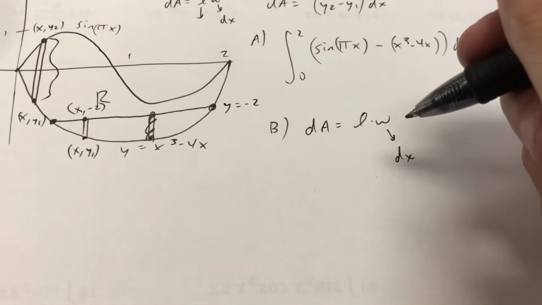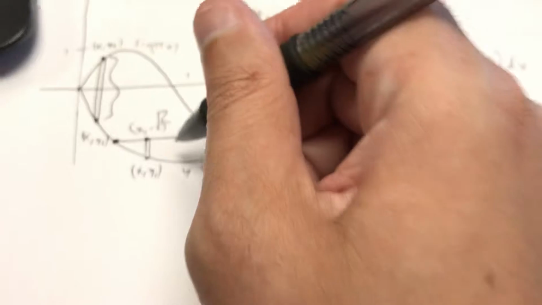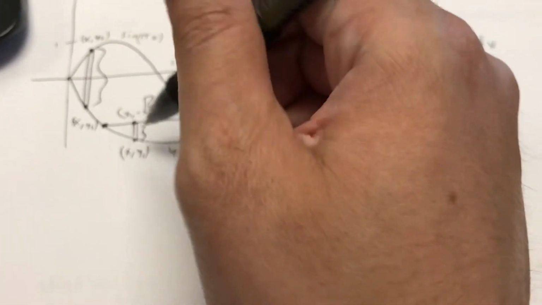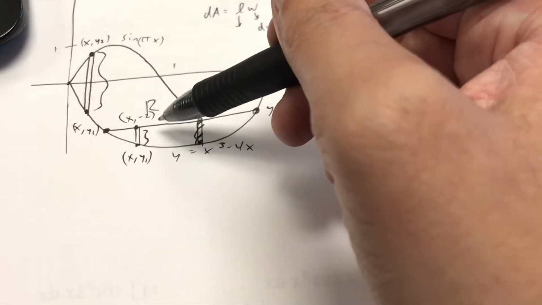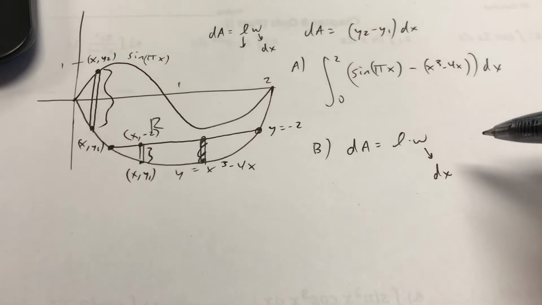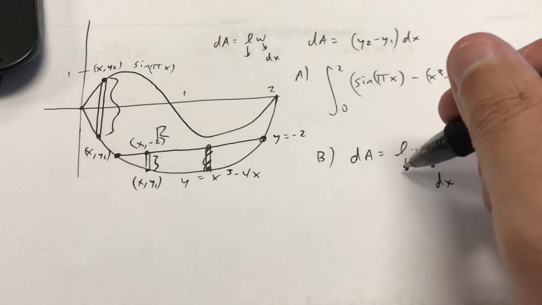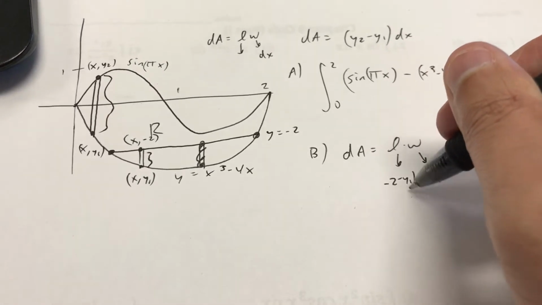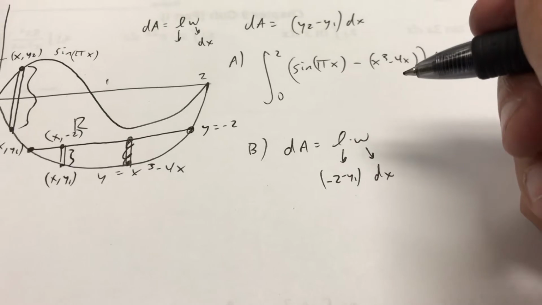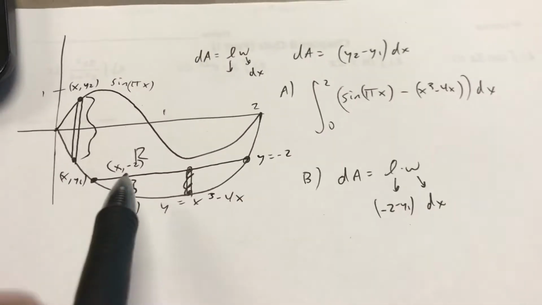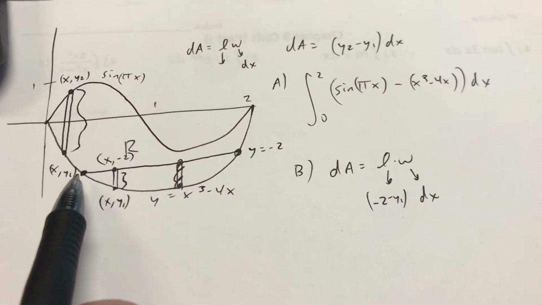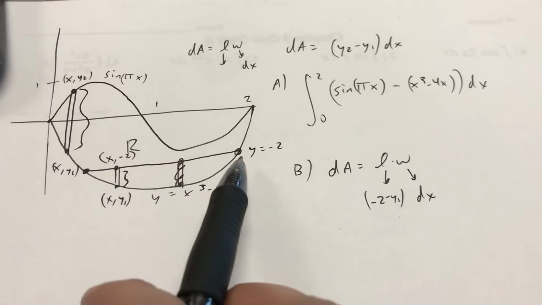I'm kind of surprised they gave us one that sets up almost the same way. Notice the length here. It's the upper y of negative 2 minus the lower y of y1. So negative 2 minus y1, and that's going to be our equation. We're going to take the integral of this starting from the beginning point there, ending at the ending point.